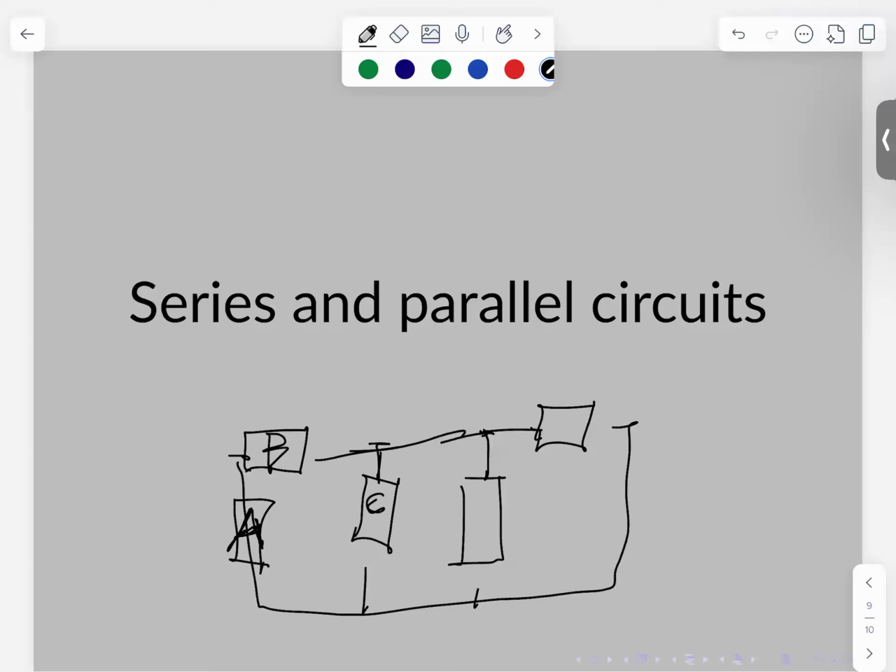My iPad does not like this pencil. I don't know why it's complaining. Maybe it's Notability.